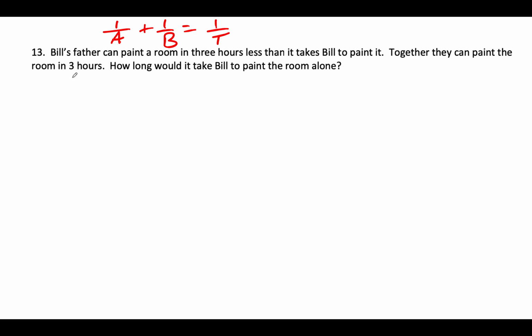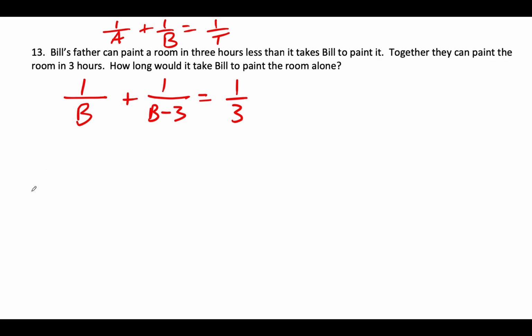So if I think about Bill, let's see, Bill's father is faster. So let's go with, here's Bill, and let's go with Bill's dad is 3 less, and together it's 1 over 3. That's pretty standard. So if Bill can do it in 10, Bill's dad can do it in 7. So sometimes you want to make an equation.